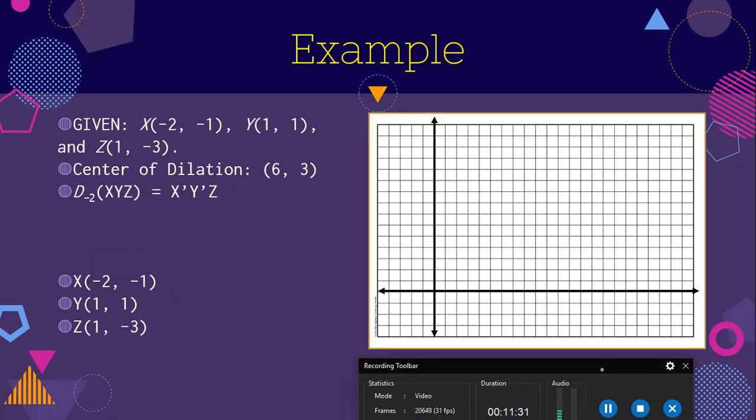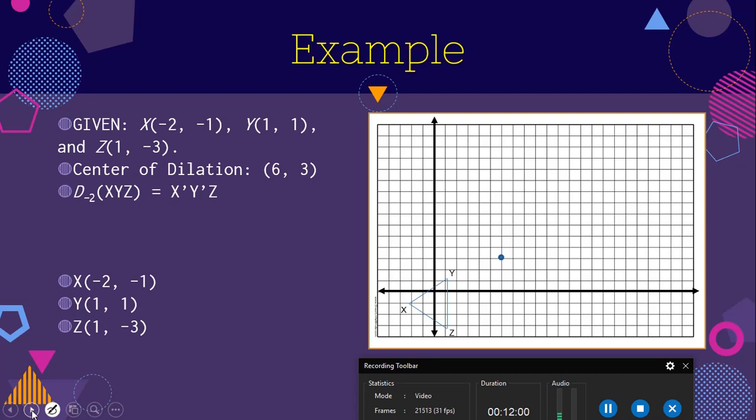In our next example, we have a triangle XYZ. The center of dilation is at 6, 3. The dilation is going to become twice the size, but because it's negative, it will move to the opposite side of the center of dilation and it's going to face the opposite direction. So I'm going to start by graphing triangle XYZ, and I did plot the center of dilation in this dark blue dot.